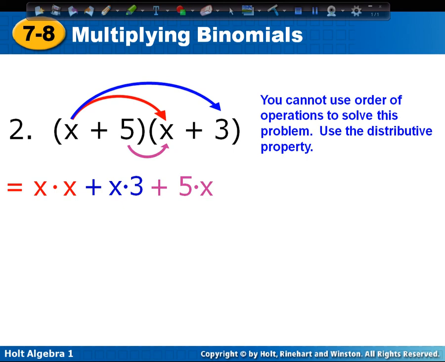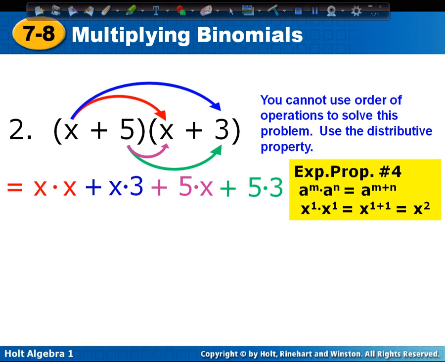Then we're going to take the 5 and multiply it by everything in the second set. So we're going to say 5 times x is 5x, and then we're going to say plus 5 times 3. So this first step, you should have x times x plus x times 3 plus 5 times x plus 5 times 3.